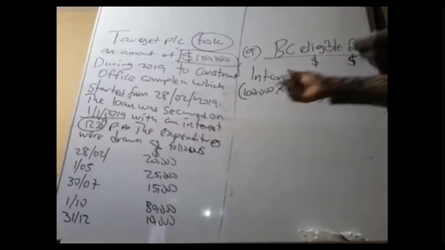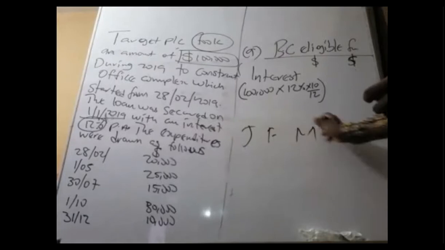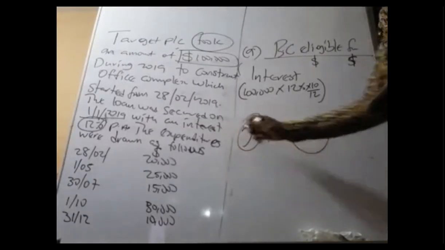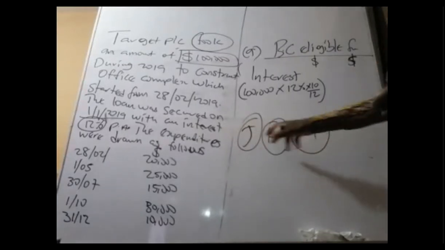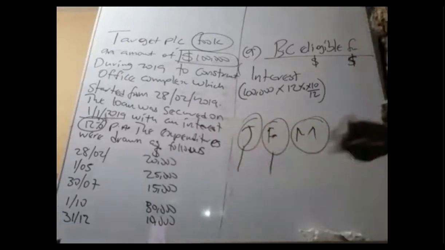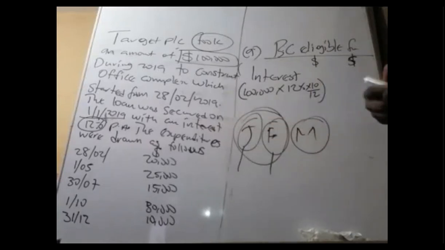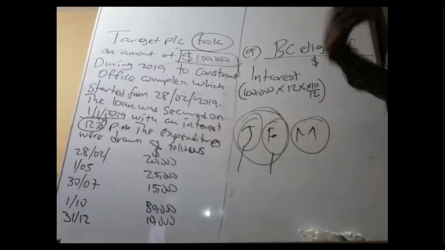Don't forget that they picked the loan in January, February, and then March, even though construction started in March. The bank will not pardon them or waive off January and February interest. This interest must be expensed in the P&L. Why? Because at that time they had not started the construction, so we don't need to capitalize.